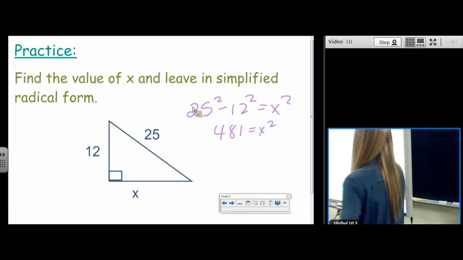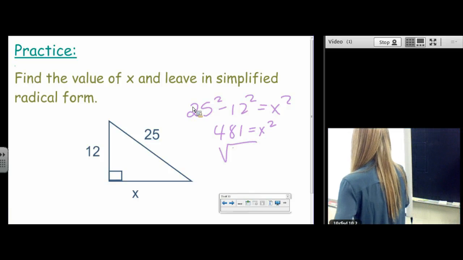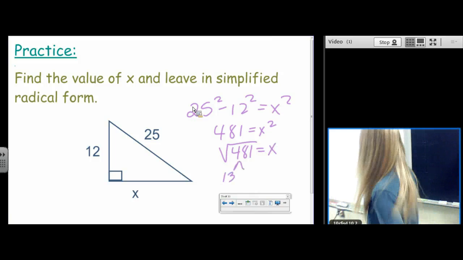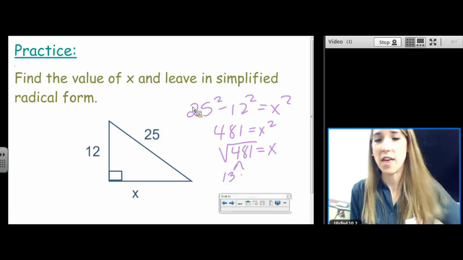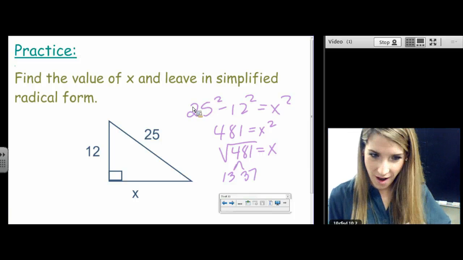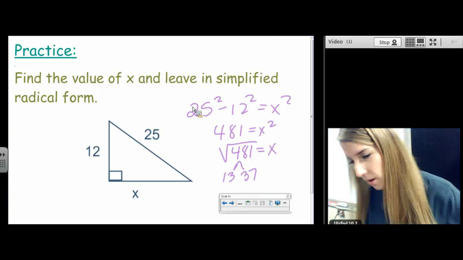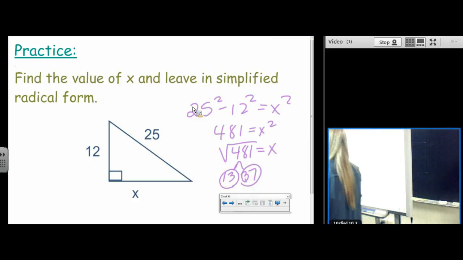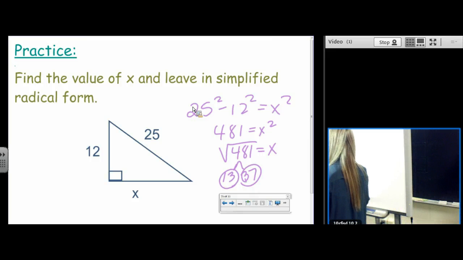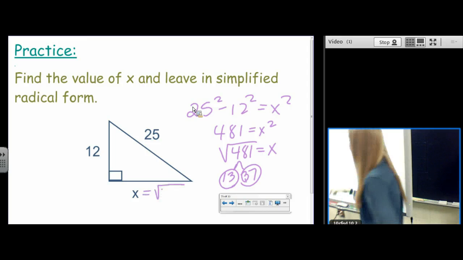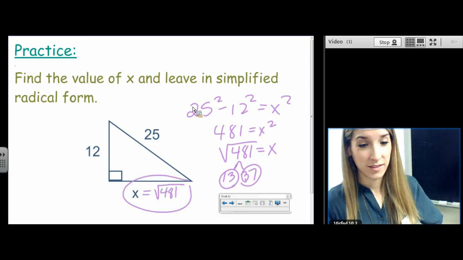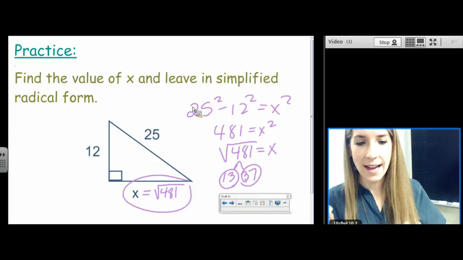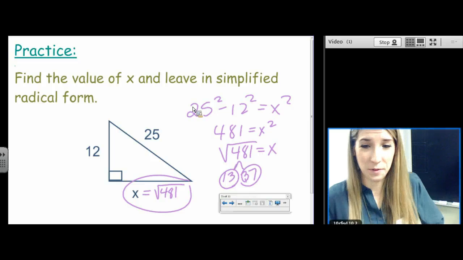It actually does, yeah. 13 times 37. The problem is, though, that 13 is prime and 37 is prime. And so we have no pairs at all. And so actually, that is our final answer. X is the square root of 481. That is the simplified radical. I know that's weird, and I know you really just want to put what it is as a decimal, but that is the exact answer. It's just beautiful.